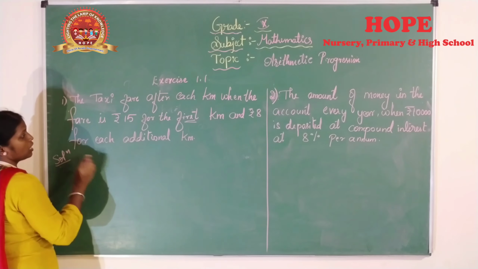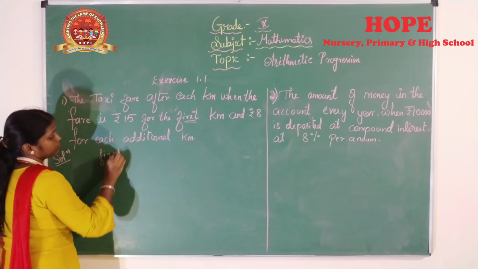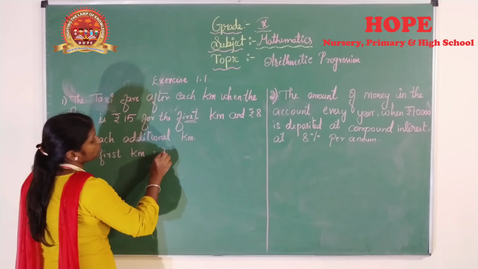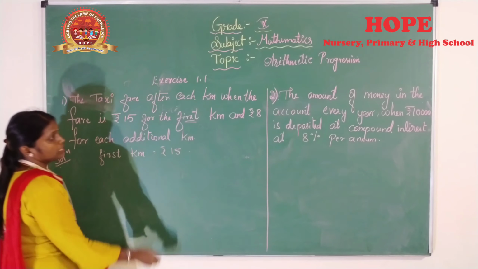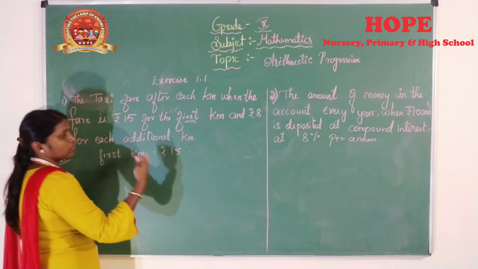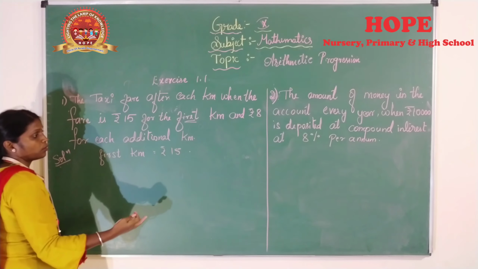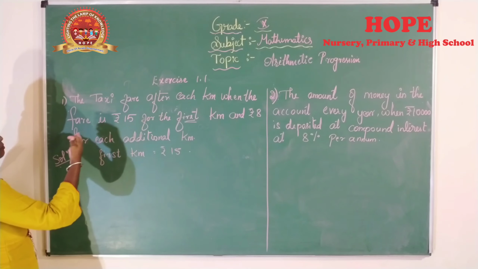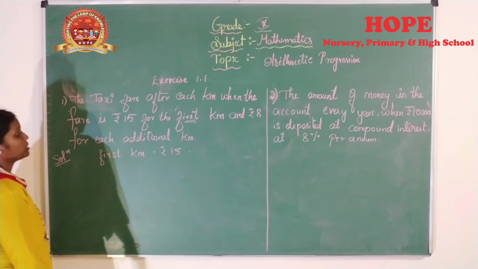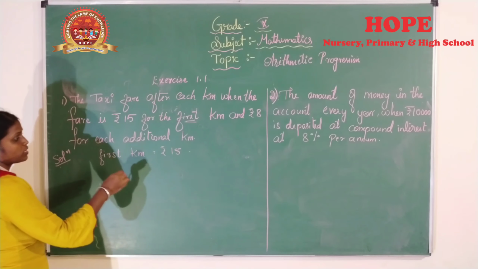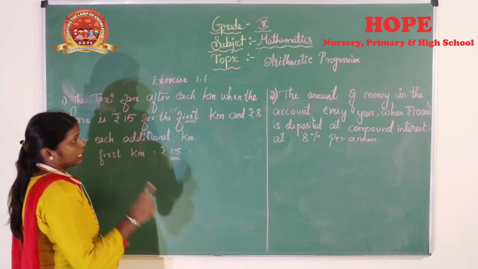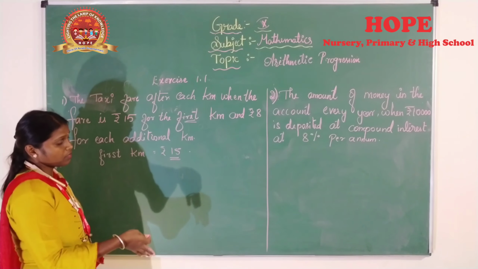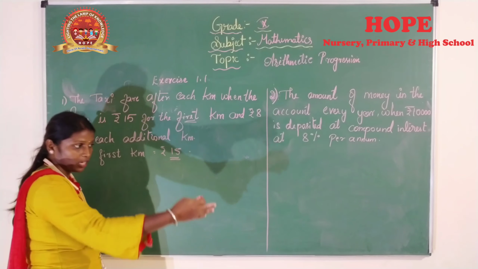So we should understand here that the first kilometer of the taxi fare will be rupees 15. They are telling us that the first kilometer is 15 rupees and rupees 8 for each additional kilometer. Like if a person needs to travel for 5 kilometers.